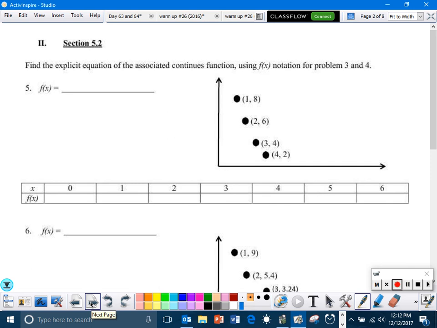Section 5.2. Find the explicit equation of the associated continuous function using f of x notation for problems 3 and 4. All right, so we have a pattern here in our graph. We notice that it is a straight line pattern. That immediately tells us, remember, it is arithmetic.